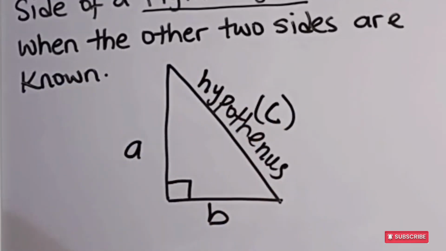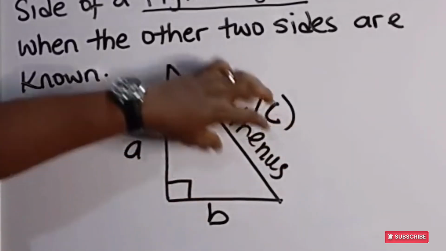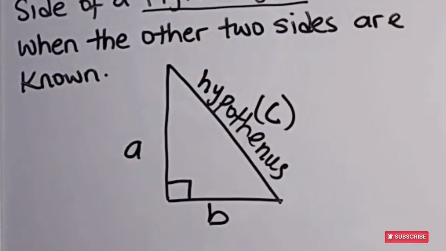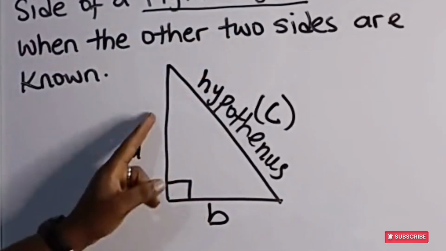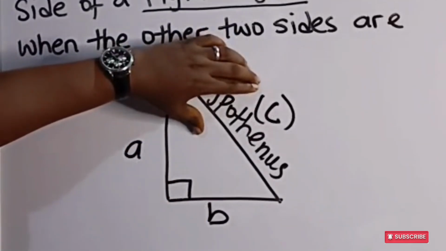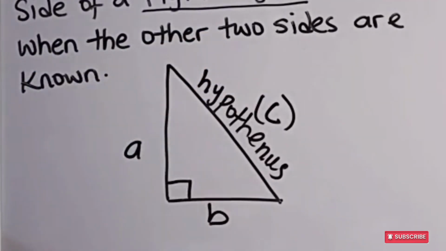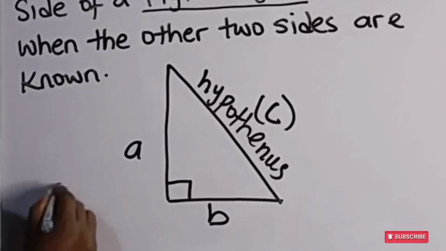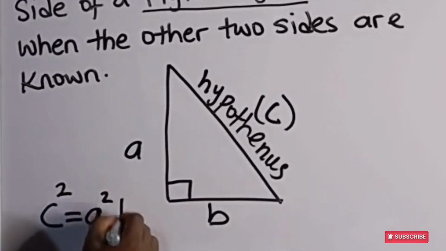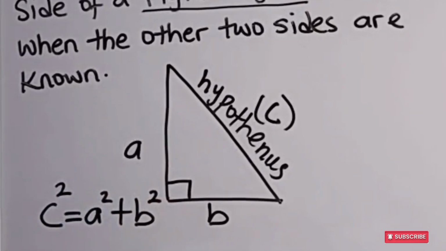Okay? So what is the formula that we are going to use? Pythagoras theorem states that the square of the hypotenuse is equal to the sum of the squares of these other two sides. So let's write the formula. C squared is equal to A squared plus B squared. So the square of this side is equal to the sum of the squares of these other two sides. So this is the formula we're going to use. So let's go into solving some examples.